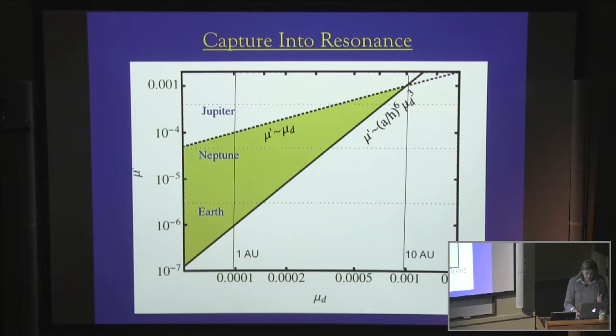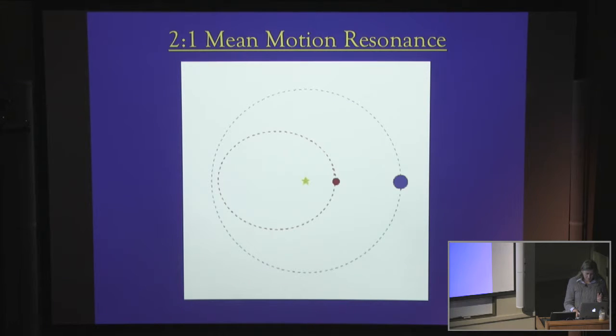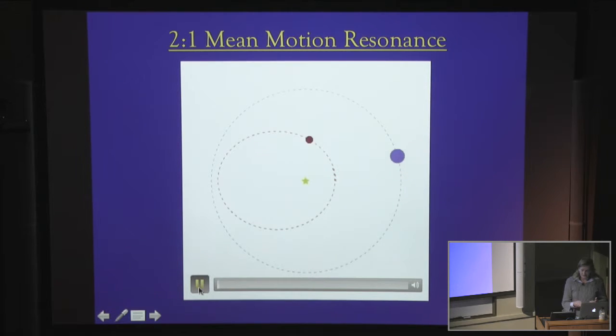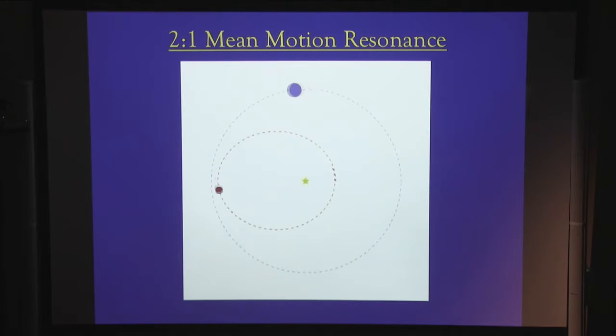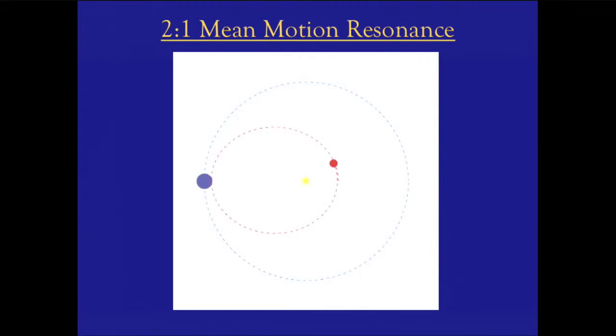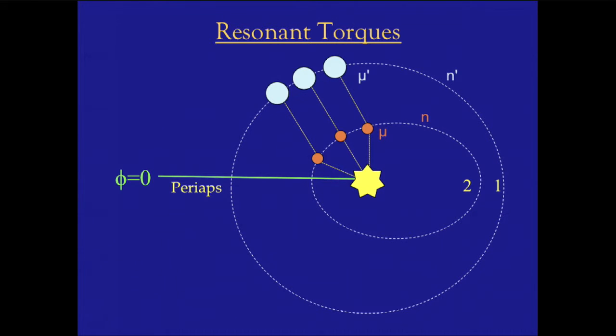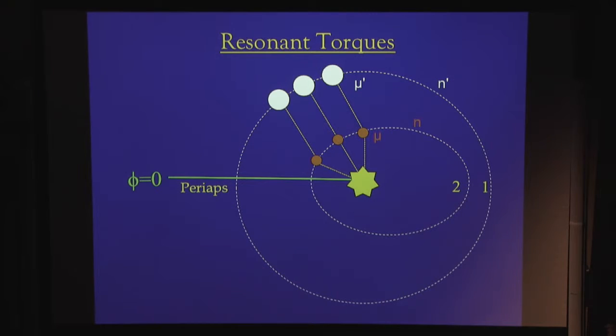Let me first tell you about what a mean motion resonance is. This is just a simple picture of a 2 to 1 mean motion resonance. Basically, you have two planets, and the inner planet goes around its star twice in the time that the outer body goes around once, and they keep meeting again at the same position in the orbit. How do those resonances work? Why is there something special about such configurations? You can simply understand this by looking at these two planets again.